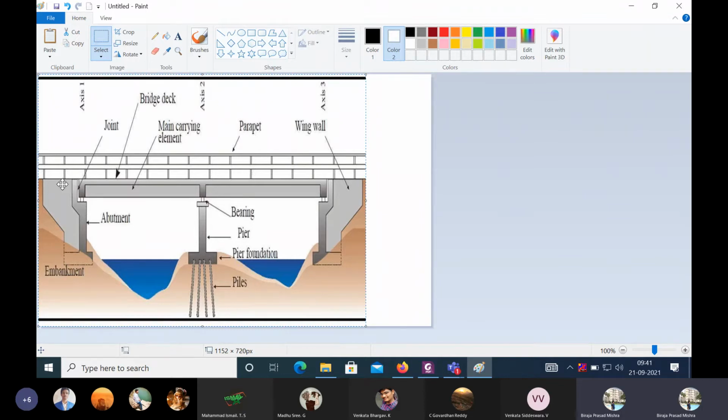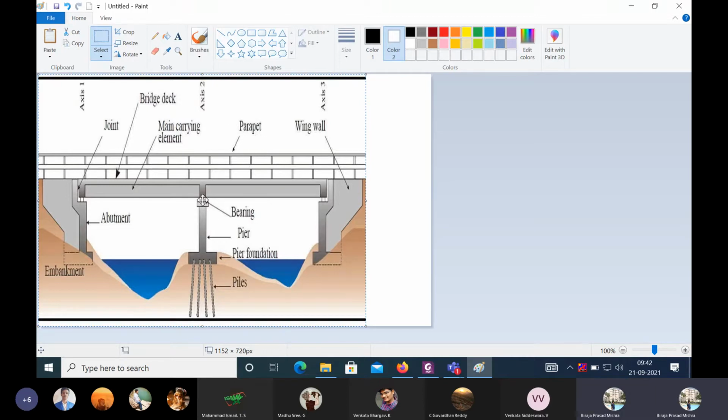Like you might have seen, whenever you are crossing any kind of bridge, you will find that there is a gap between two slabs. Those gaps are given as expansion joints. Next one, this top one is called the bridge deck. And the side walls or side railings, whatever you may call them, are called the parapet walls.